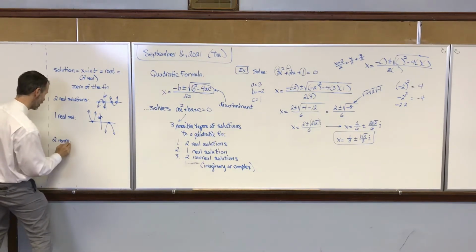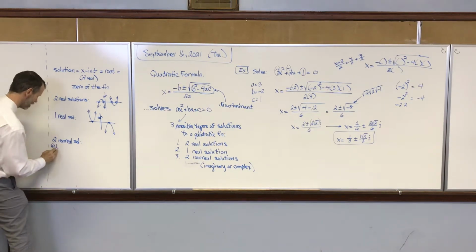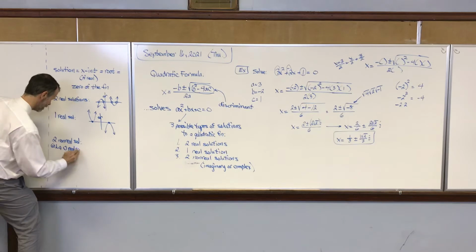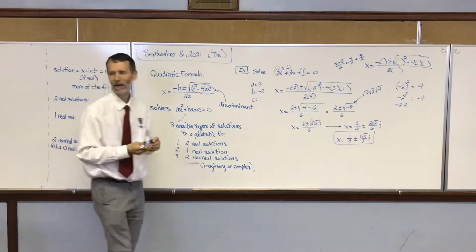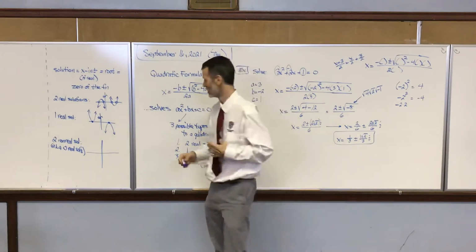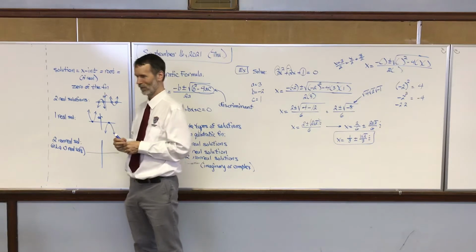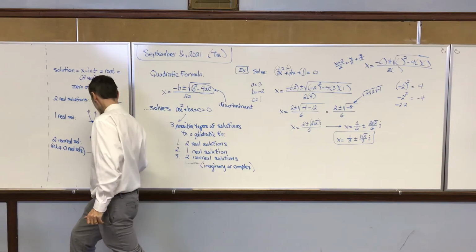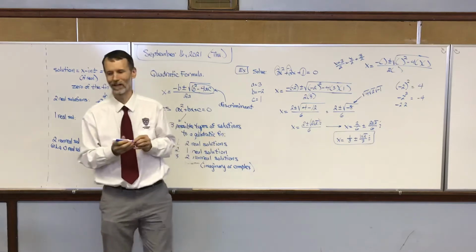2 non-real. That's also known as 0 real solutions. Is that graphically possible? Think. Right. If the parabola misses the x-axis altogether, down here, if it doesn't hit the x-axis at all, then it has no real x-intercepts and no real solutions.